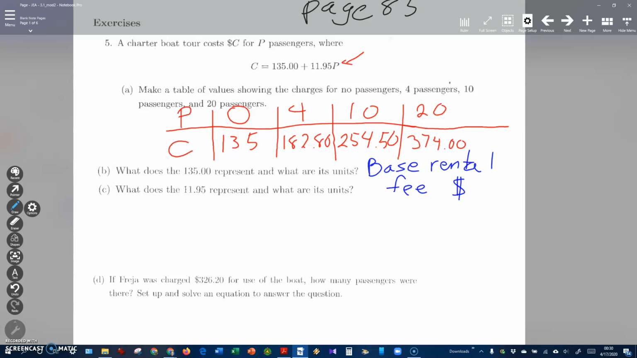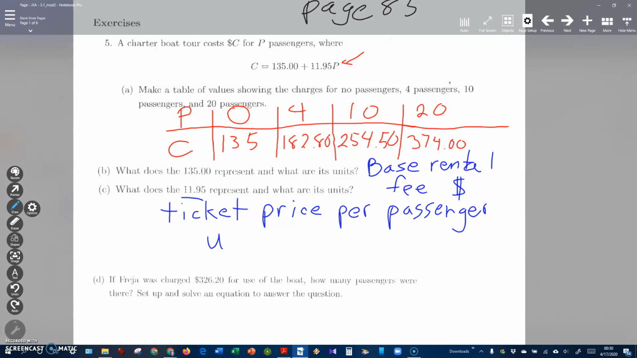Okay. The 11.95 then could be, one way to interpret this is the 11.95 is the ticket price per person, or cost per person, per passenger, per person. There are different ways to talk about this, but really they kind of mean the same thing. Again, that would also be in the units. The units would also be dollars.